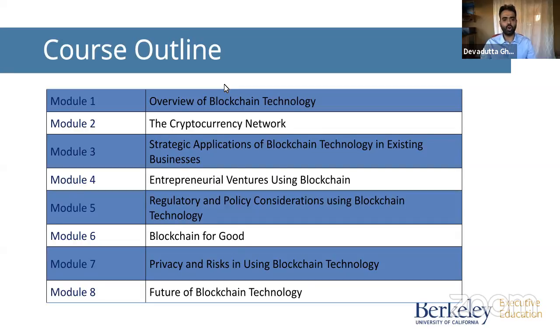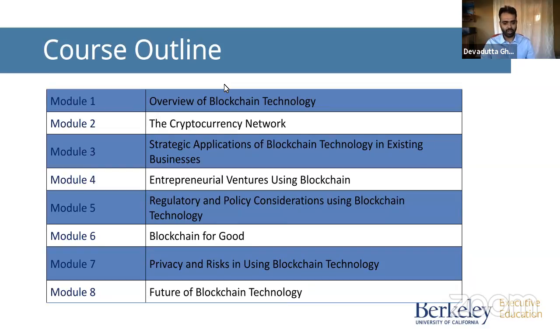From there, we'll go on to blockchain for good. So blockchain, as of now, is not just being used for entrepreneurial ventures or in existing business cases. Blockchain is also being used for a lot of good of the humanity in various ways. You'll get to look at a lot of those use cases and also some interviews there on how blockchain is impacting the human society in a positive way and taking it forward. From there, we'll go into module 7, which is privacy and risks in using blockchain technology.